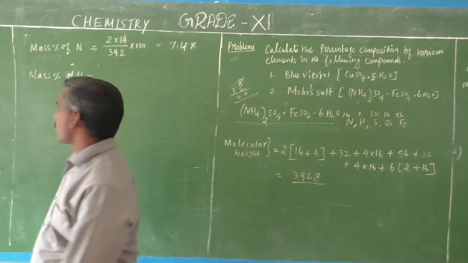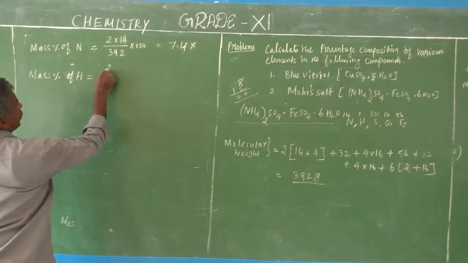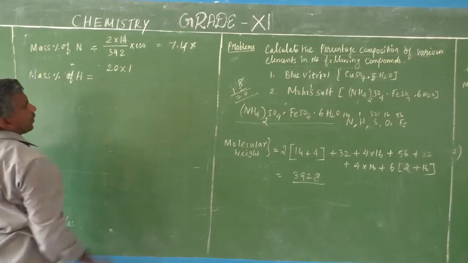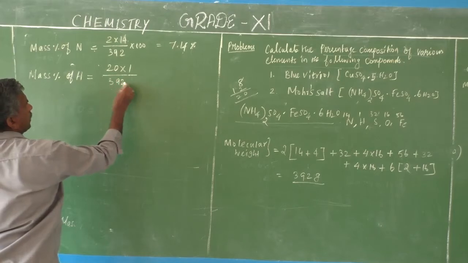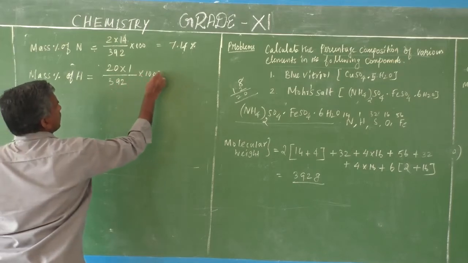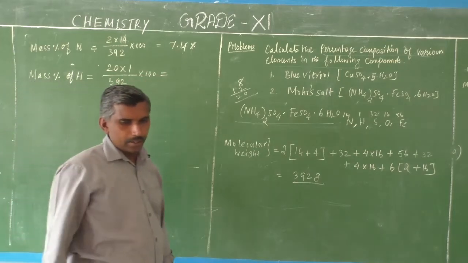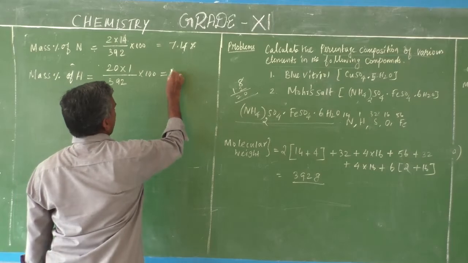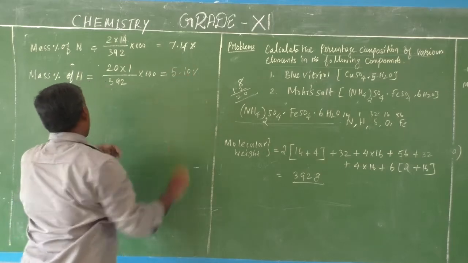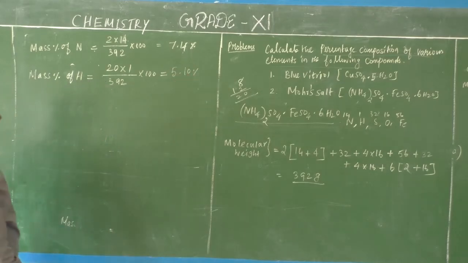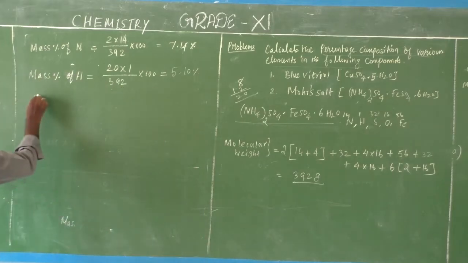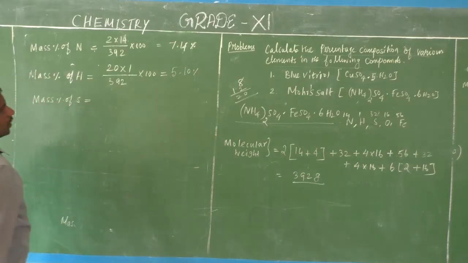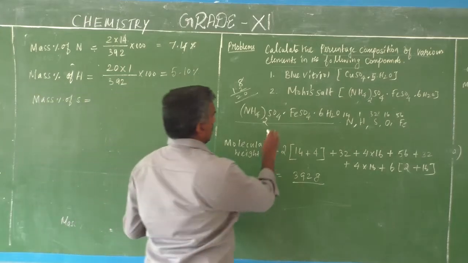How many hydrogen atoms are present? 20. Each hydrogen atom mass 1. Molecular weight 392 into 100. Mass percentage 5.10 percentage. So first nitrogen over, second hydrogen over. Third, sulfur. Mass percentage of sulfur. How many sulfur? 2 sulfur present.